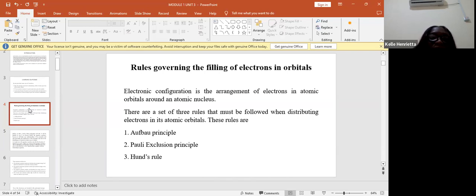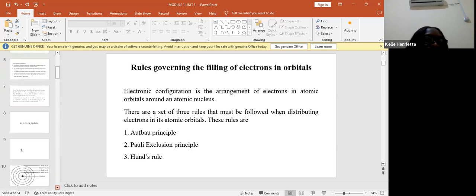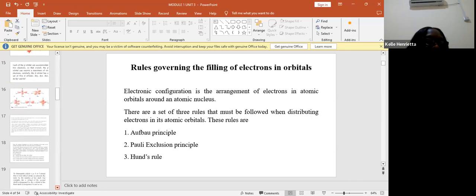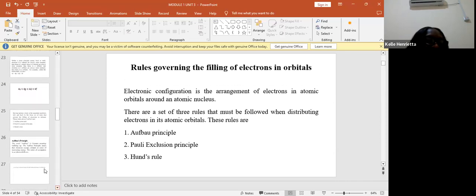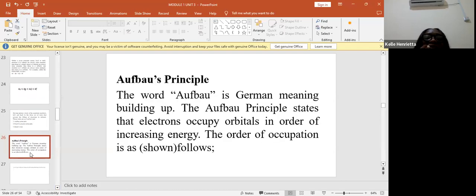So we said the first one is Aufbau principle, then the second one is Pauli exclusion principle, then the third one is Hund's rule. Let us take a look at what these principles are talking about and how they will assist us to distribute electrons in the orbitals. So we want to look at what this Aufbau's rule is talking about. Let me get to that slide, because not every slide I'm going to use here. Now, this Aufbau's principle, can you see it?